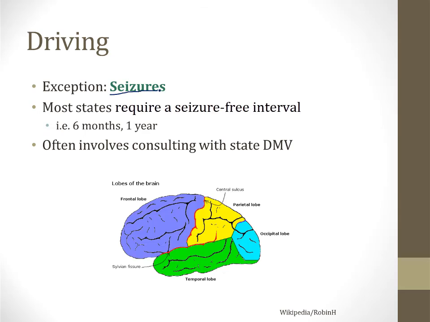The one exception is seizures. When a patient has a seizure, most states require a seizure-free interval before that patient is allowed to drive again. The idea here is that obviously if the patient has a second seizure while they're driving, that could be a danger to the public health. Often the seizure-free interval is 6 months, but sometimes it's 1 year. And in terms of board questions, the correct answer often involves consulting with the State Department of Motor Vehicles to determine when it is safe for the patient to drive again.